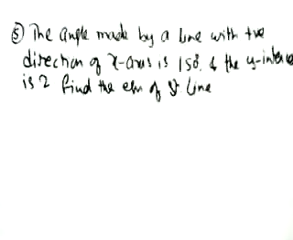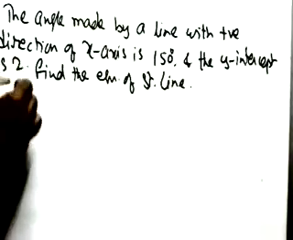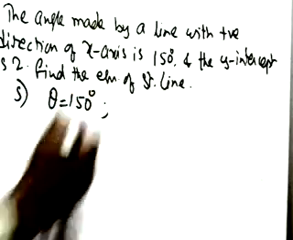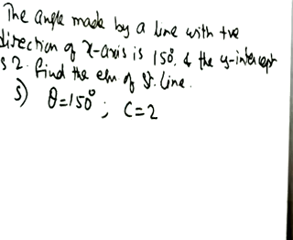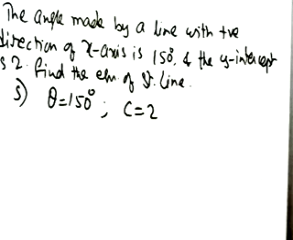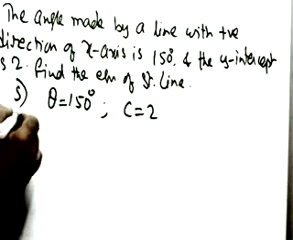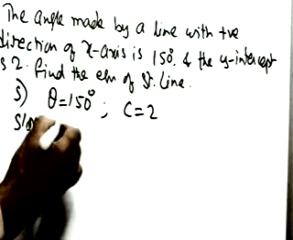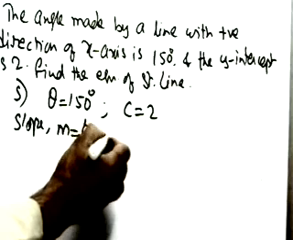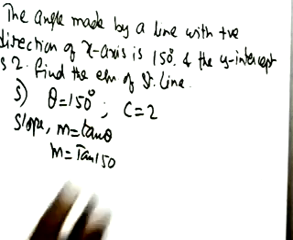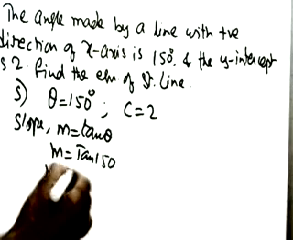The angle made by a line with the positive direction of the x-axis is 150 degrees. That is, the inclination is given as 150 degrees, and the y-intercept is given as 2. Find the equation. First, let me find the slope using the angle. We know when the angle is given, slope is m equals tan theta. So m equals tan 150.